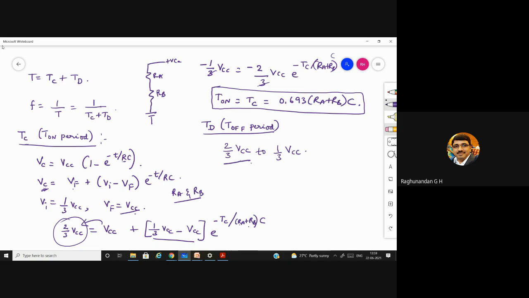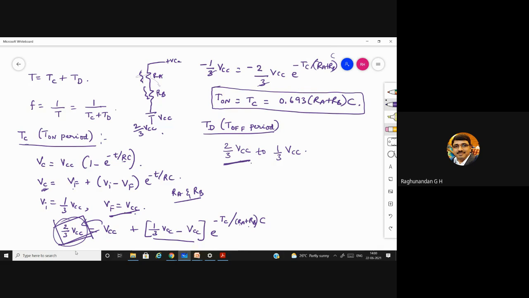So even though this capacitor is connected through RA and RB, since they have some drops across them, it cannot charge completely to VCC. It can only charge to 2 by 3 VCC. So that's why we are telling this is the possibility what it can have, but actually it will not happen. This is the maximum it can have.